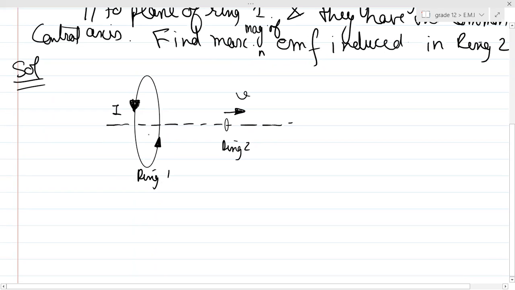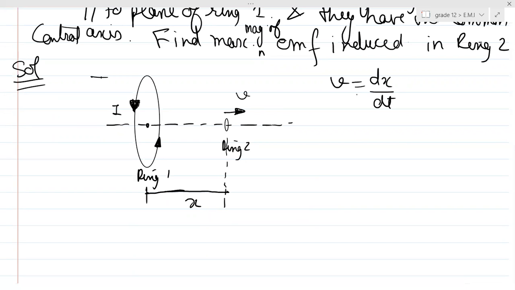So first of all, the radius of the big ring is capital R and the radius of the small ring is small r. If I say the distance between the two is x, then can I say velocity is basically the rate of change of position, dx by dt? Can I say this? The velocity is basically the rate of change of position. Yes or no? Yes, sir.